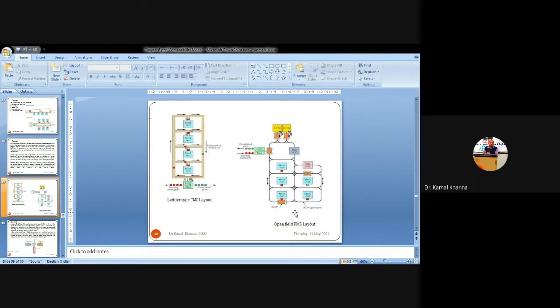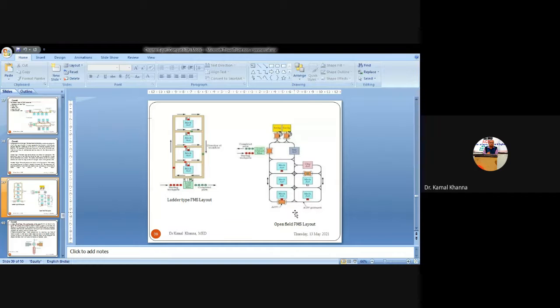So the open field has an advantage over the ladder line as well as the loop layout. Because in the line layout, there is a single flow direction of material. In the loop, there is a rotational flow, and the conveyor receives the material from one workstation and transports that material or workpiece to the other workstations.